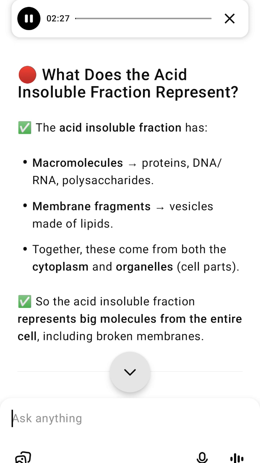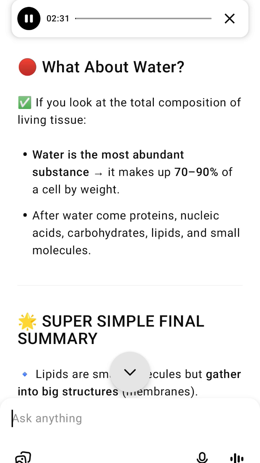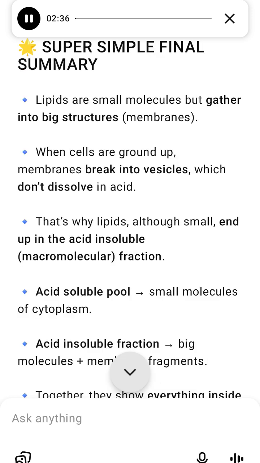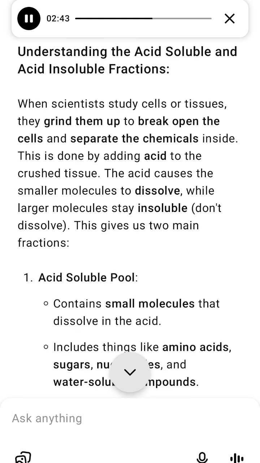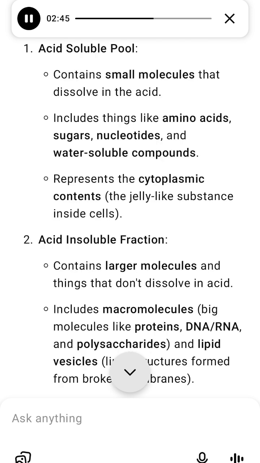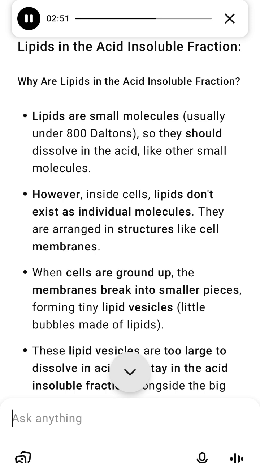Key takeaways. 1. Lipids are small molecules but form large structures, membranes and vesicles. 2. Lipid vesicles don't dissolve in acid, so they end up in the acid-insoluble fraction, just like big macromolecules. 3. Macromolecules are large molecules like proteins, DNA, and sugars that do not dissolve in acid, making them part of the acid-insoluble fraction. 4. Cytoplasm contains the small molecules which go into the acid-soluble pool, while the acid-insoluble fraction includes larger molecules and lipid structures. 5. Water is the most abundant molecule in cells, followed by proteins, lipids, and other biomolecules.